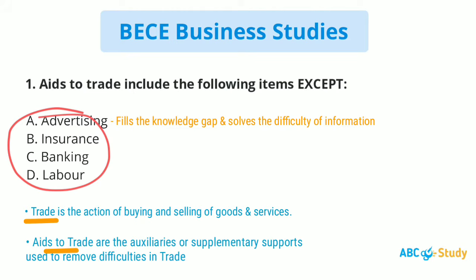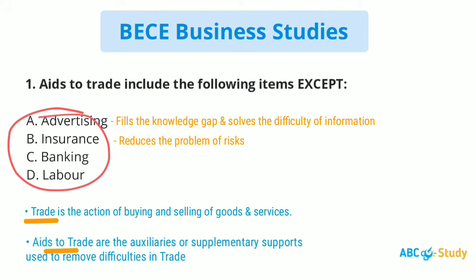Next, we have insurance. Insurance is also a part of aids to trade. It is very important. It reduces the problem of risks. What do I mean by that?